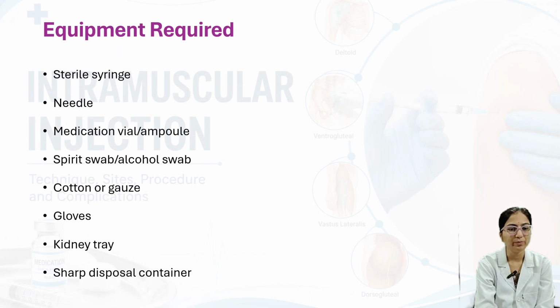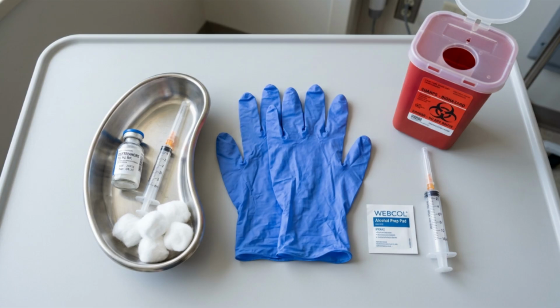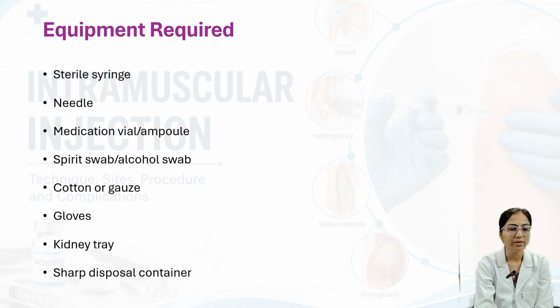Next, we'll see equipment required for intramuscular injection. First of all, a sterile syringe and needle, medication vial or ampoule, spirit swab, that is an alcohol swab, cotton gauze, gloves, kidney tray, and a sharps disposal container. These are all the equipment.